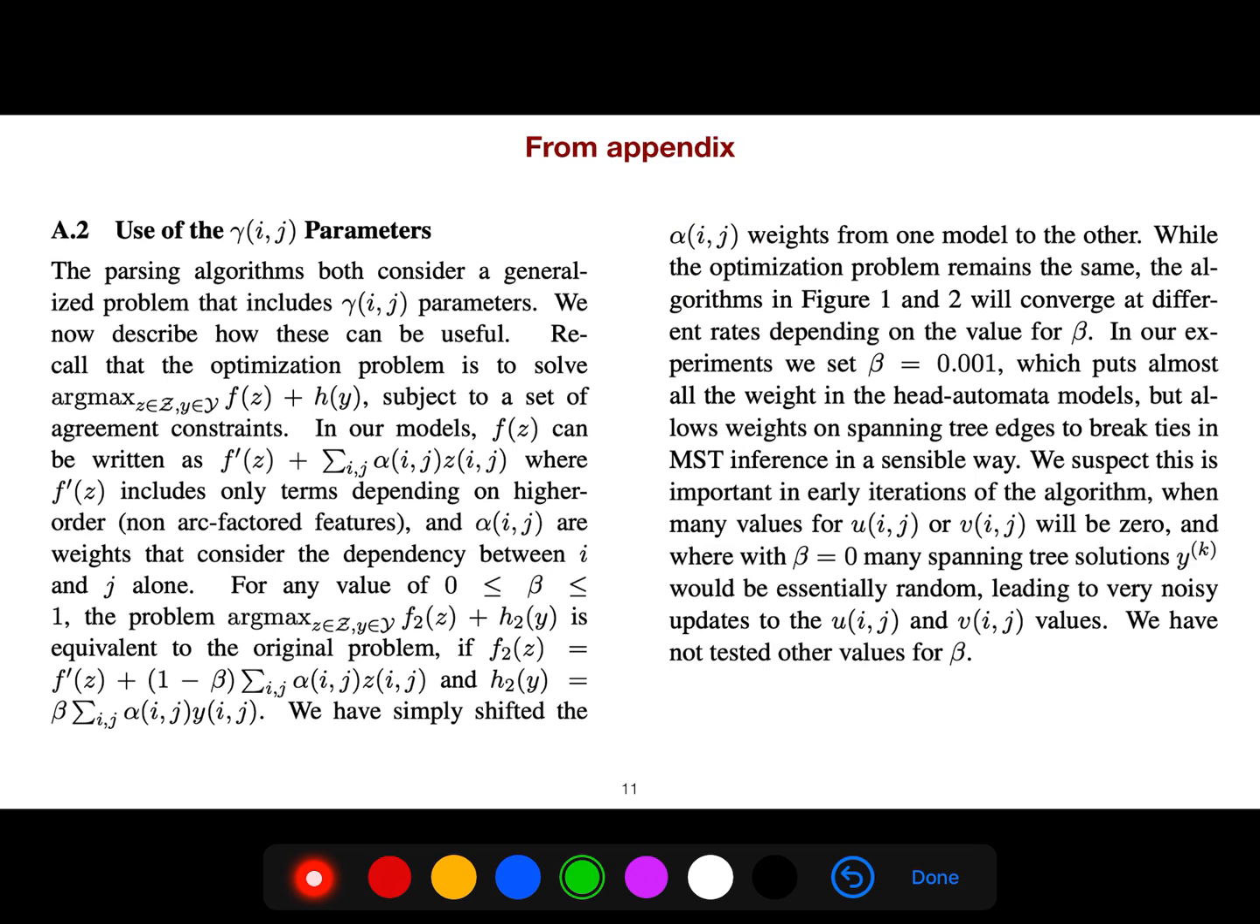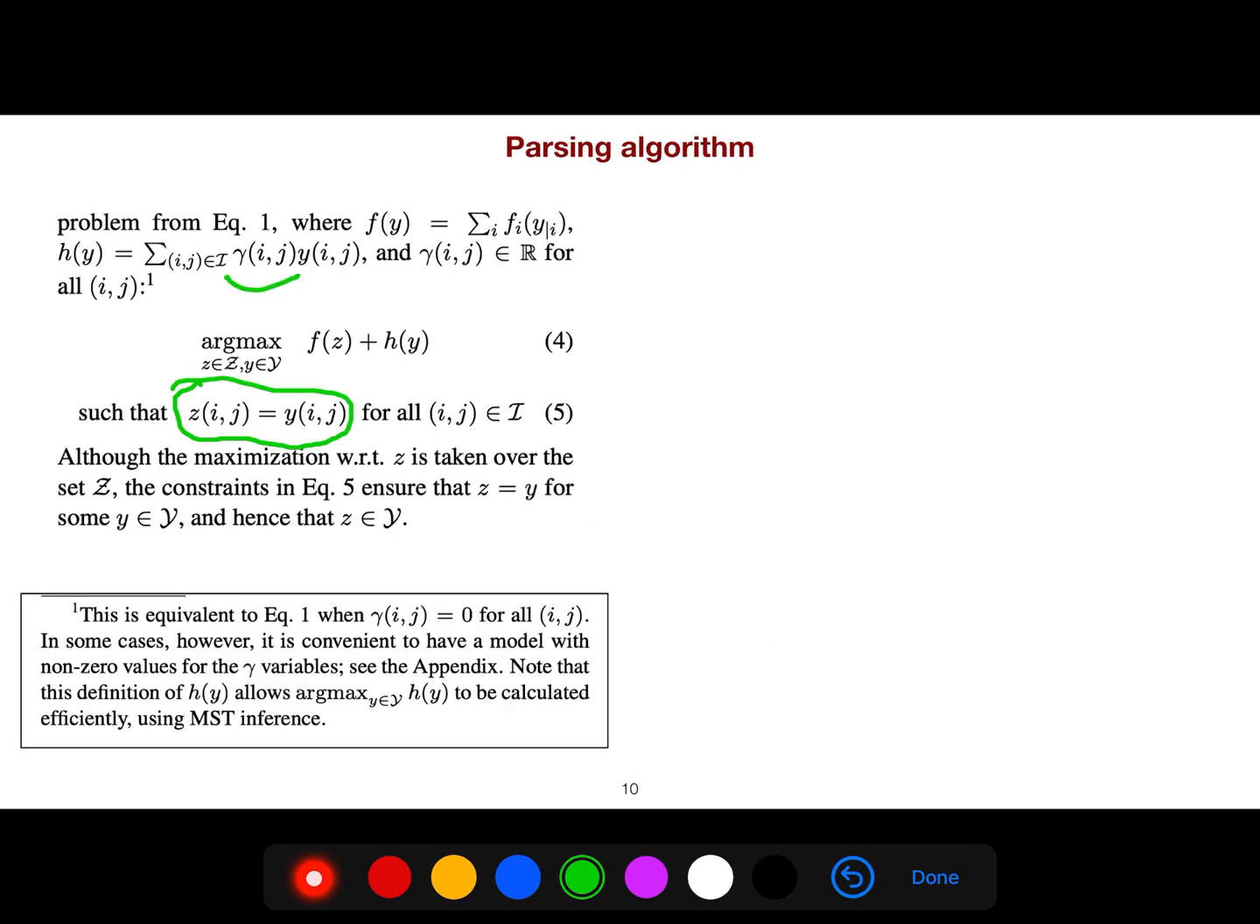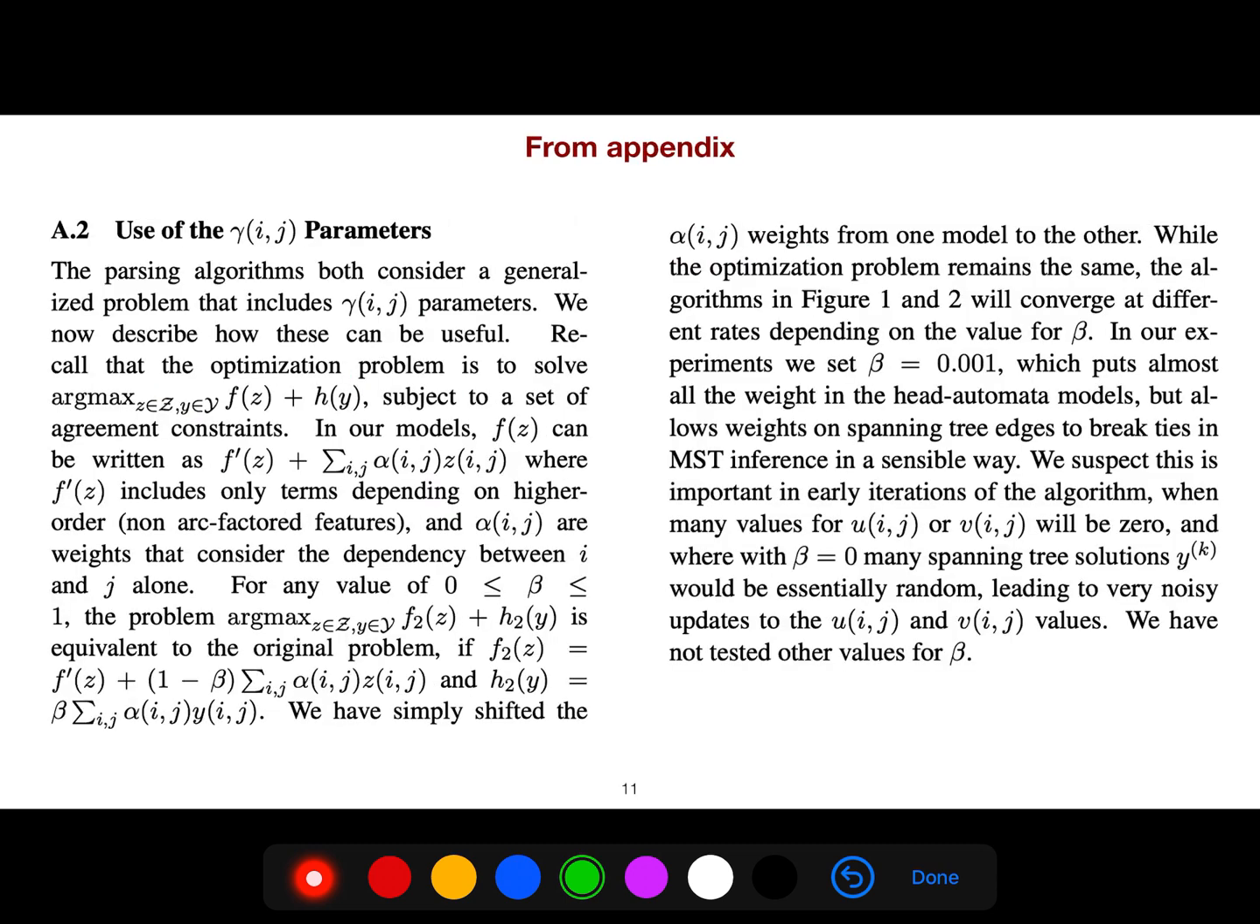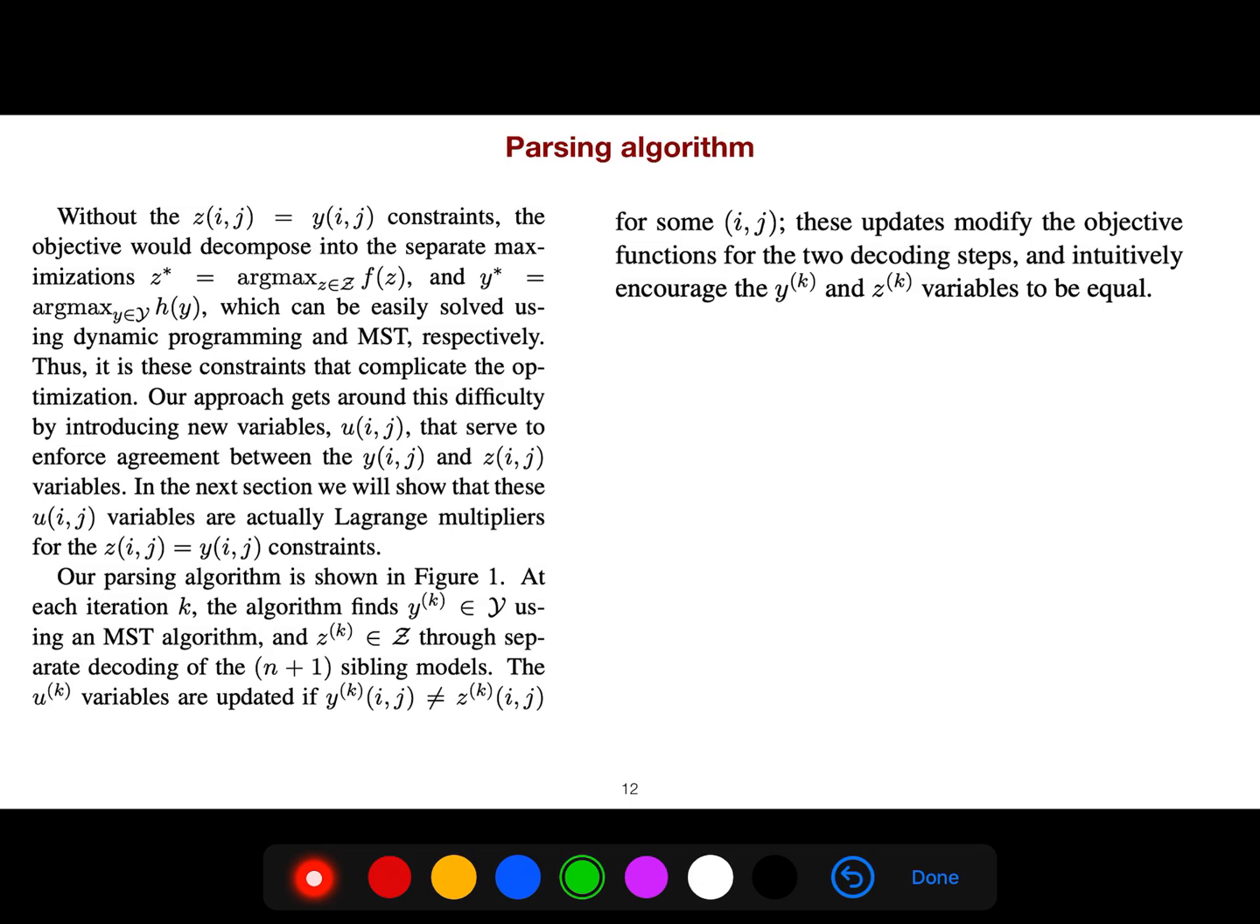So from the appendix, you know what gamma is that I have shown here, because you write h of y, this one, as a linear combination of y. So without this constraint, the objective would decompose into separate maximizations, which can be solved easily using dynamic programming and minimum spanning tree. So it is these constraints that complicate the optimization, just like the previous lecture. Our approach gets around this difficulty by introducing new variables that serve to enforce agreement between y and z.